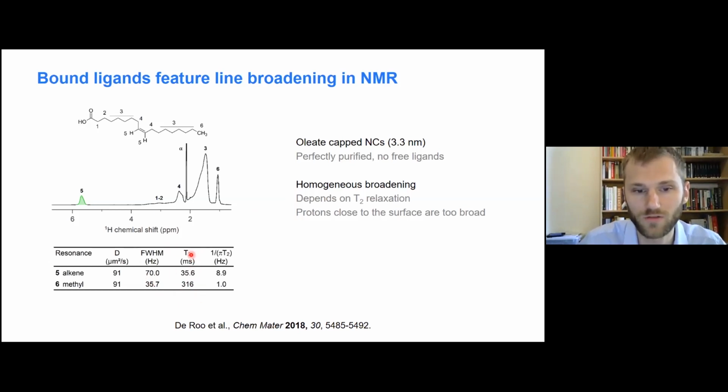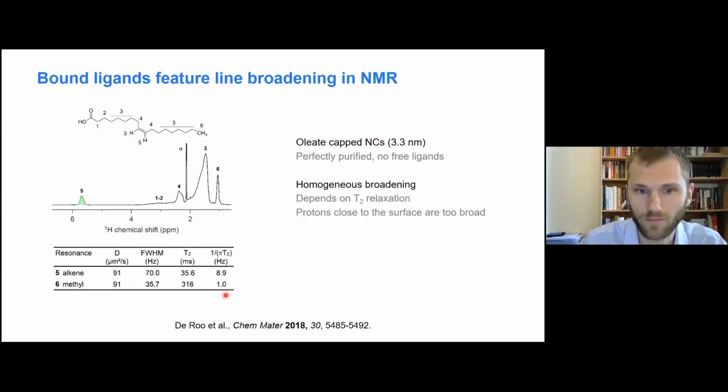And from the T2 time, we can calculate the homogeneous broadening according to this very simple formula. And then you see, indeed, this is what you expect. According to the T2 times, the alkene resonance should be broader than the methyl resonance. Okay. But compare now this calculated homogeneous broadening with what we see experimentally. And then you clearly see there's a disconnect. There is a lot more broadening going on than predicted by this homogeneous broadening.